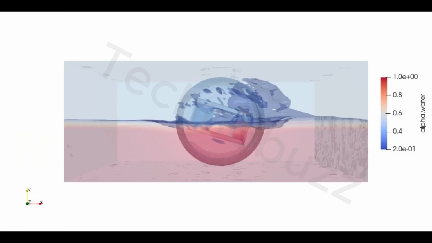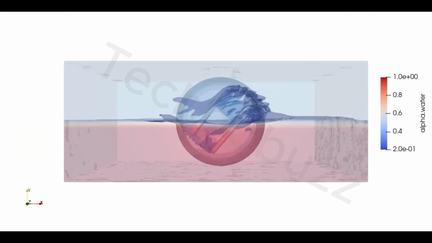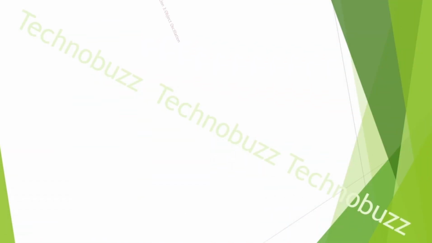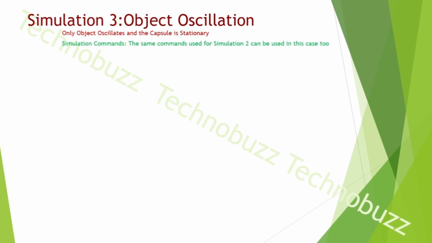So here is the case 2 animation. The object is rotating with angular velocity 10 radians per second and the capsule is stationary. Simulation 3, object oscillation. In this case, the object oscillates and the capsule remains stationary. Simulation commands. The same commands used for simulation 2 can be used in this case. The case can be relaunched after the following modification in a file.